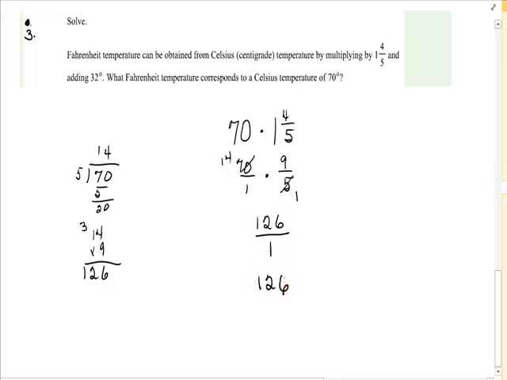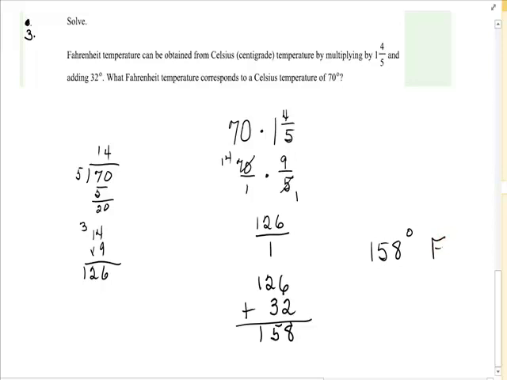Now I don't have a final answer yet, because it says it can be obtained by multiplying by 1 4/5. I did that, and then adding 32. So I have to add 32 degrees. So that's 8, that's 5, that's 1. It is 158 degrees in Fahrenheit.